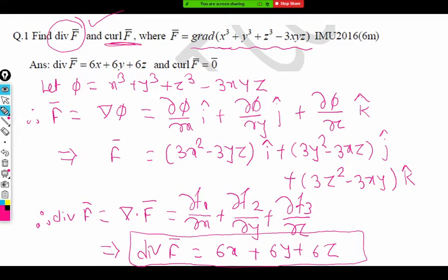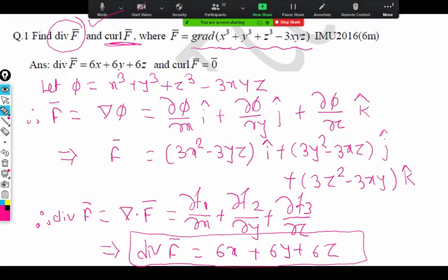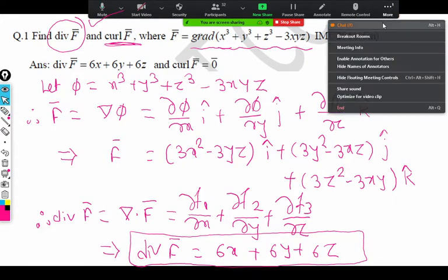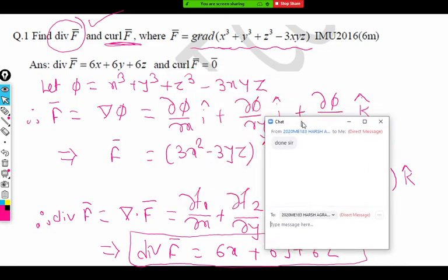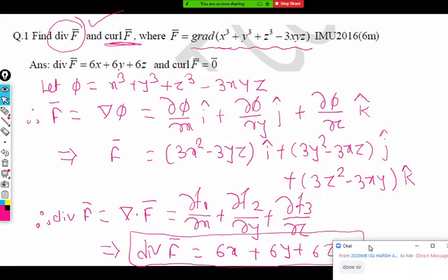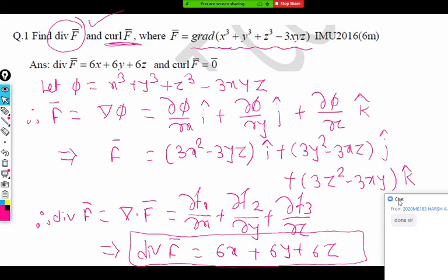We have to do it, and we'll do it after this. First complete all this calculation. Once you finish, tell me. Okay, you completed, very good. Can we start the second part then? Curl f bar.